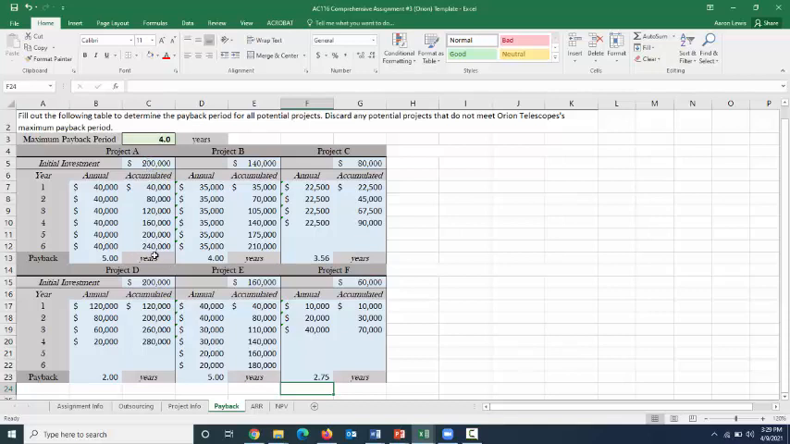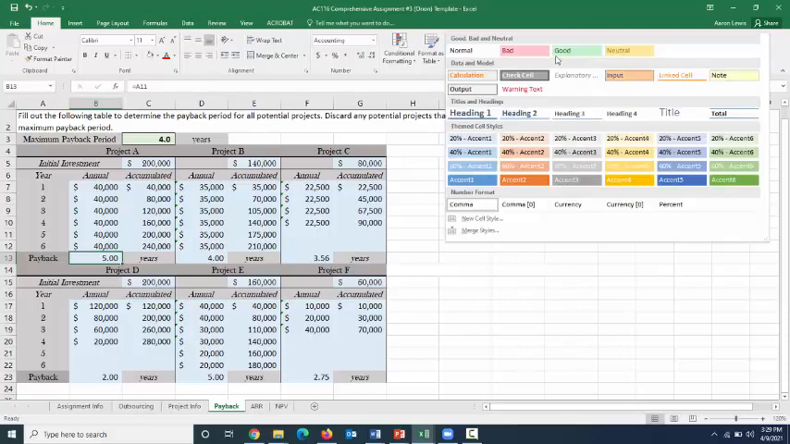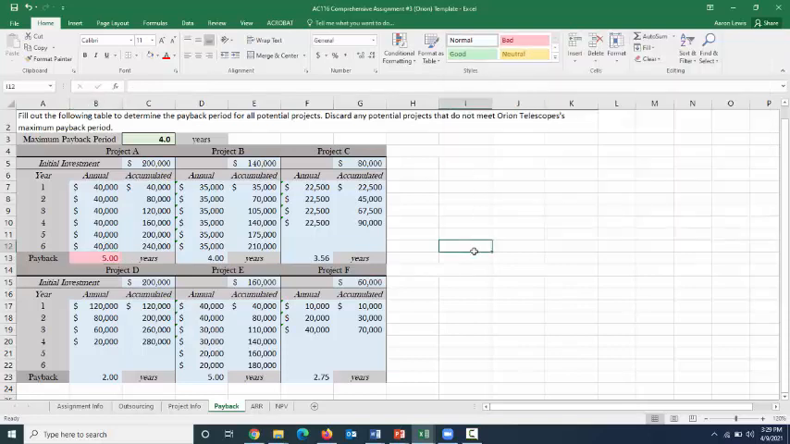And as we look through our respective payback periods for each of these projects, Project A has a payback period of 5 years. And I'm going to use the bad filter on this as soon as I get to it. There we go. Project A is no good, and Orion telescopes should reject Project A on the basis that it failed their payback screening test. Project B is 4 years, that's the max, they're okay there. Project C is 3.56, that's less than 4, they're okay there. Project D is at 2, that's looking very nice at this point, that's less than 4 years, they're definitely good.